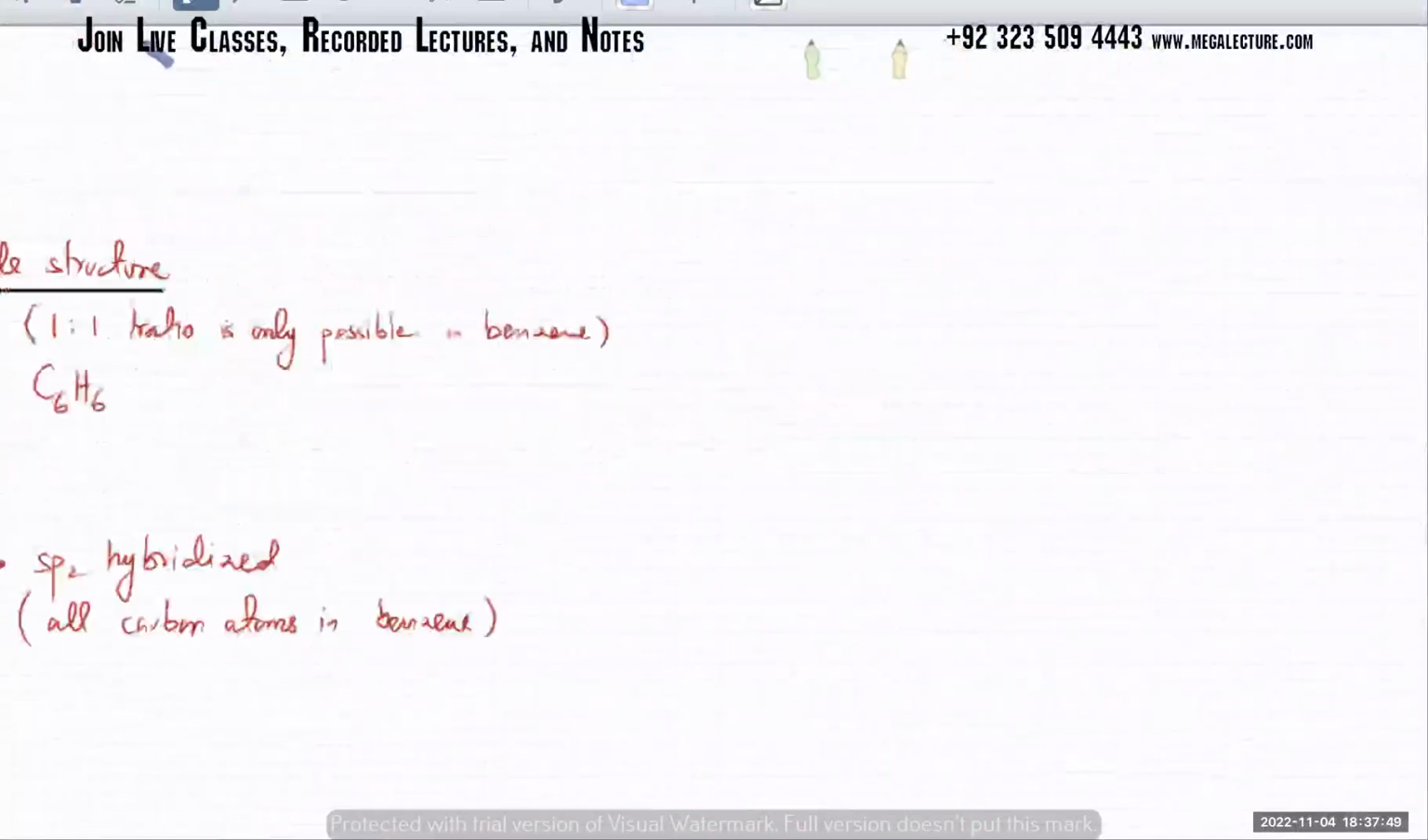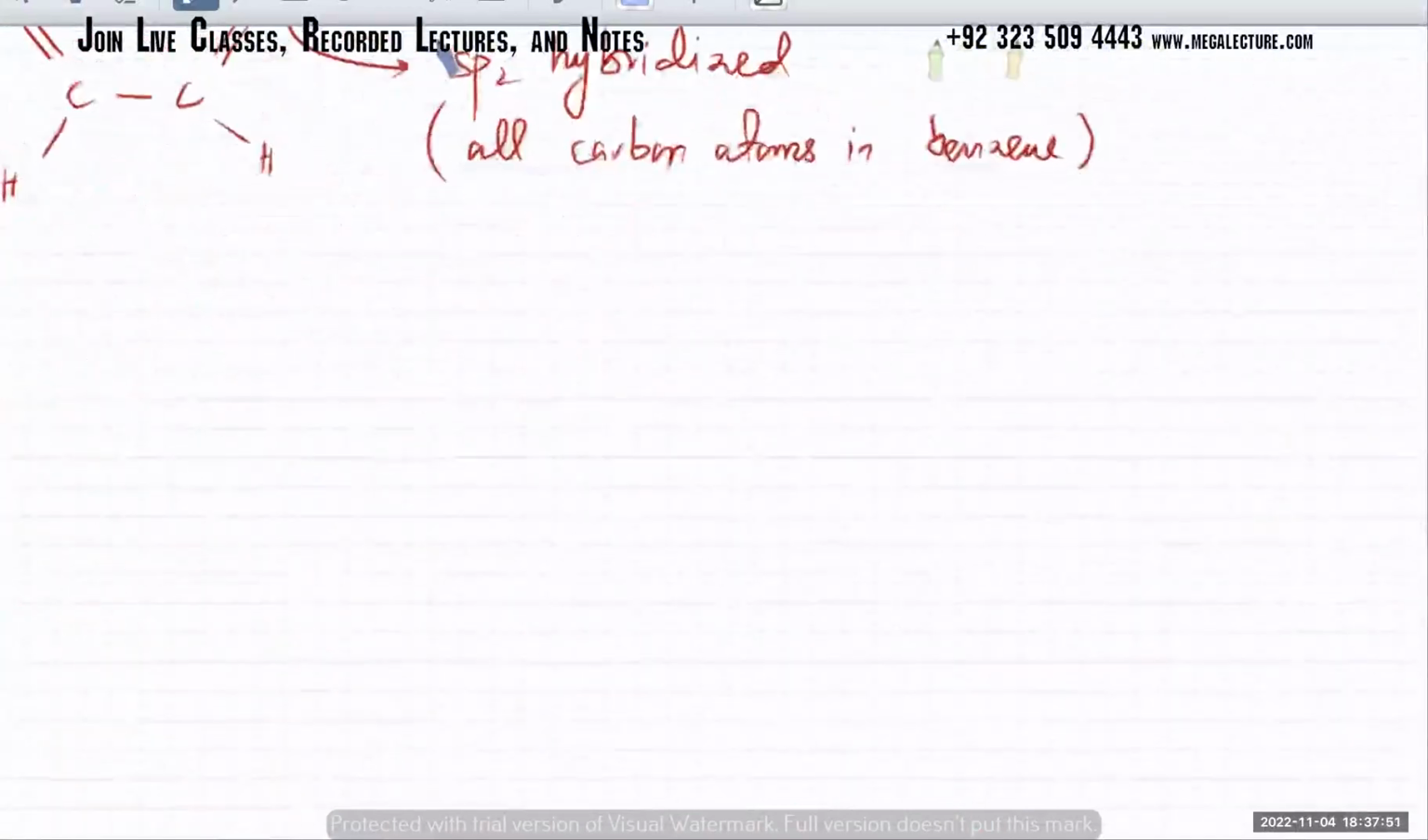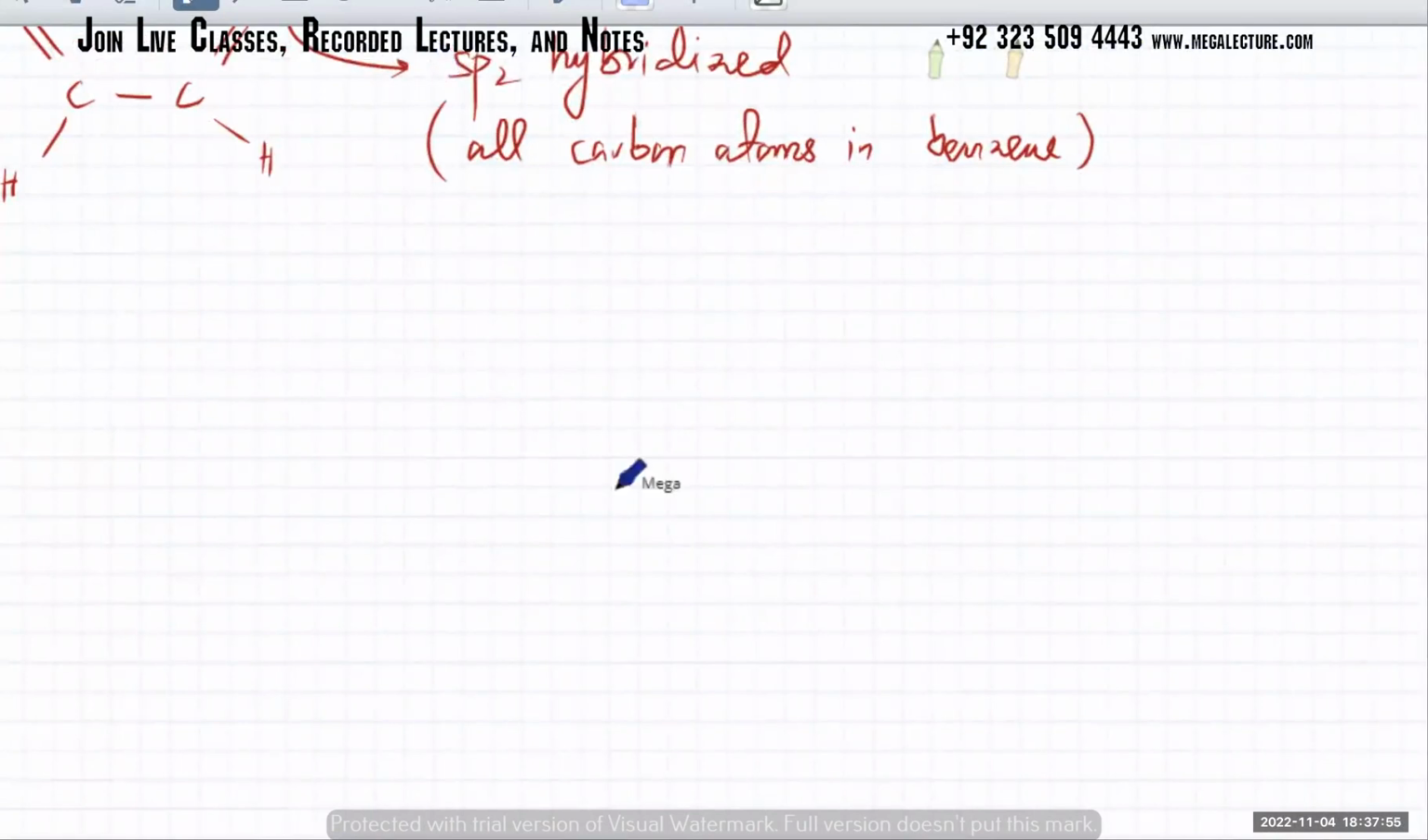So let's start drawing the structure of benzene. We're going to start with 6 carbon atoms, and all of them are sp2 hybridized. That means I've got this carbon atom, and this carbon atom will be making 3 bonds. One of them in this direction, and one of them in this direction, like a fan. So this one is making 3 bonds.